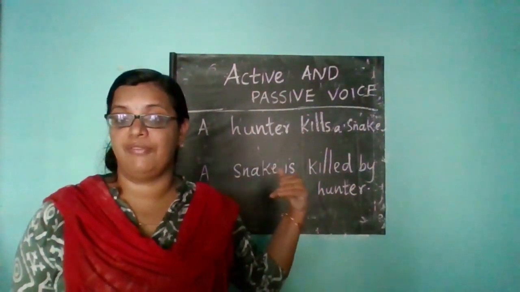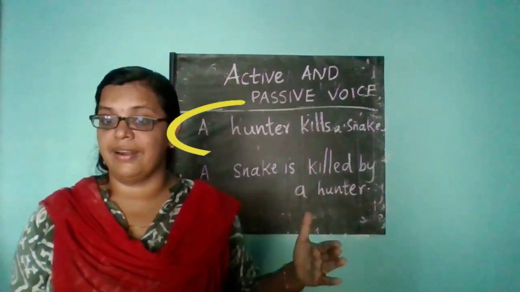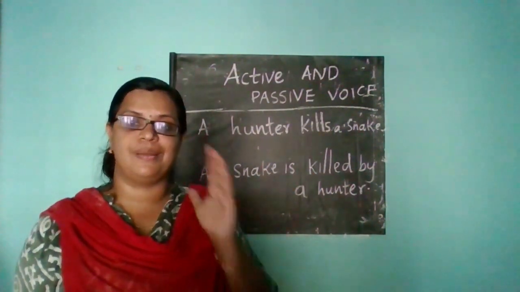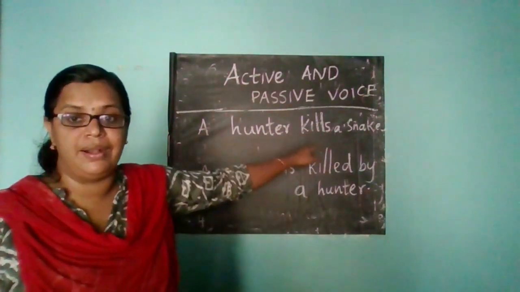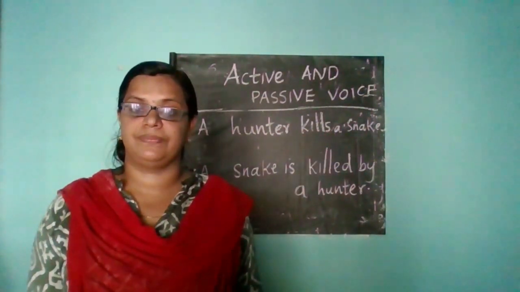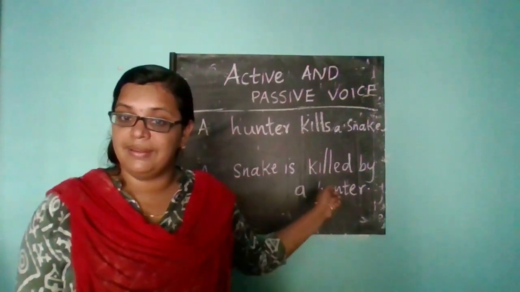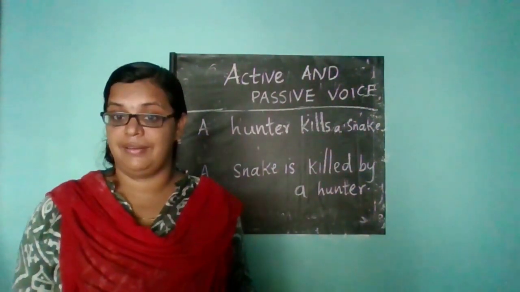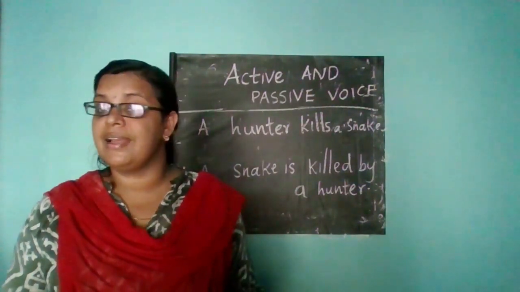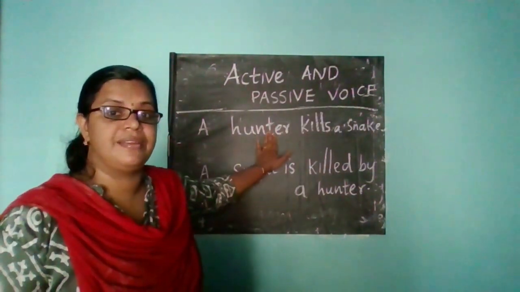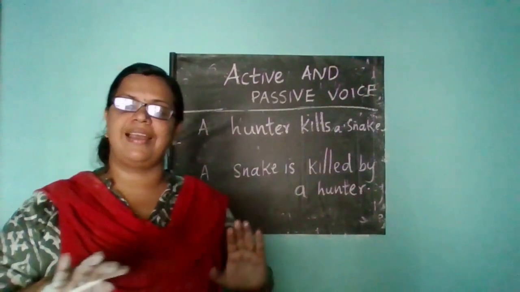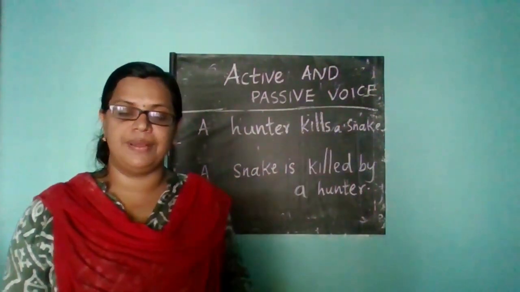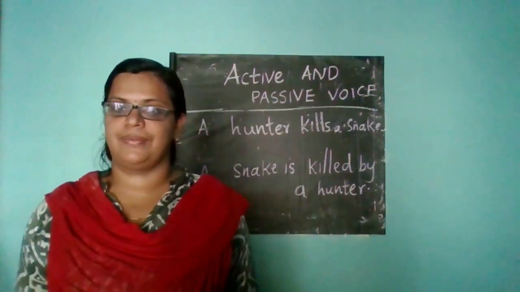Which is the subject in the first sentence? A hunter. Who is doing the action? A hunter. So, hunter is the subject of the word kills. But is he active? Yes, he is doing some action. Which action? Kills. That means the subject in the first sentence is active. So we can say that the verb is in active voice.